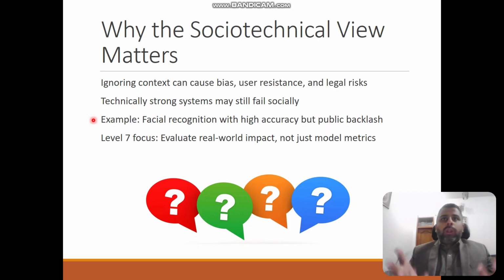So, at your level, the students which you are at level 7, what we are to do is not only evaluate models, metrics, and other details, but we have to evaluate real world impact along with them as well.